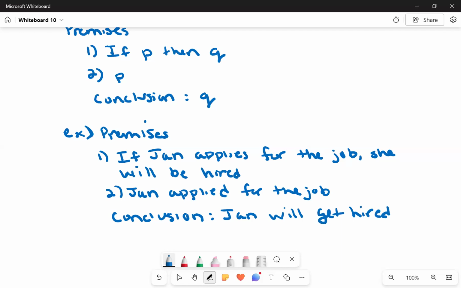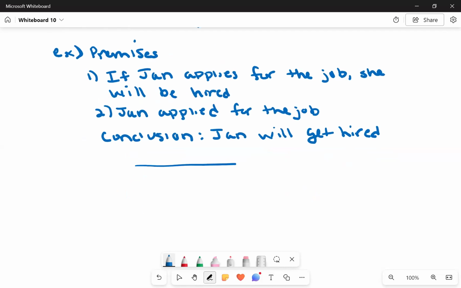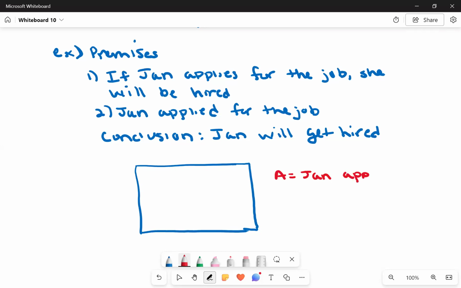Okay, so we can easily prove the validity of this argument with a Venn diagram here, starting with the very first statement, if P, then Q. Okay, so remember, we're doing a subset notation. Okay, so the premise of Jan applying for the job. So we'll let A be Jan applies. Okay. And then the other set, I'll go ahead, J. Jan gets job. Okay. So A is going to be inside of J.